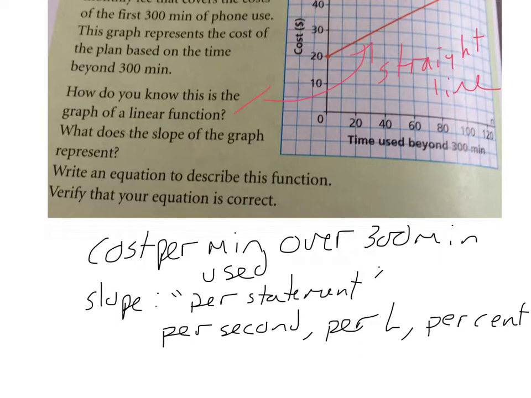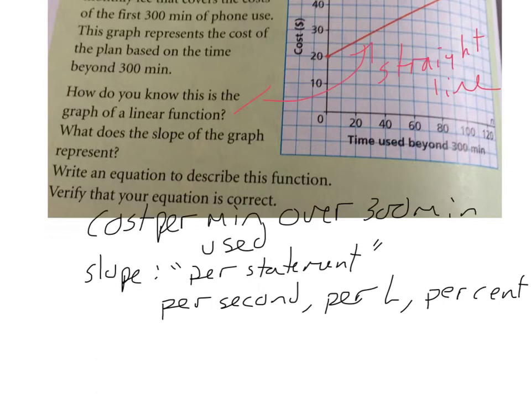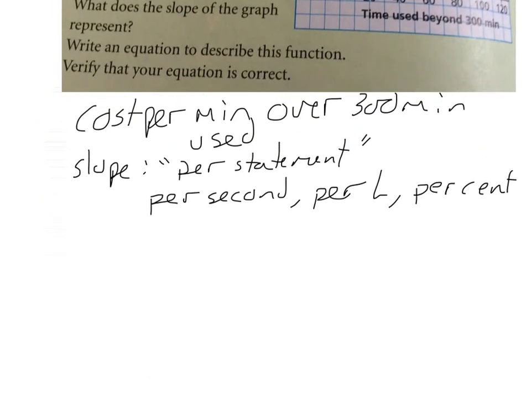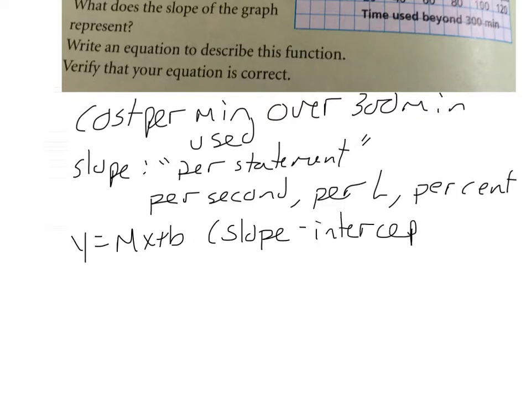This is asking us, write an equation to describe this function. Well, how would we do that? We're going to look at the general form of what the equation would be. The general form is this: y equals mx plus b. This is called the slope-intercept form. This is so basic, so straightforward. M is your slope.